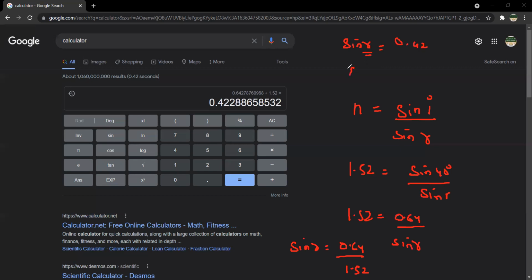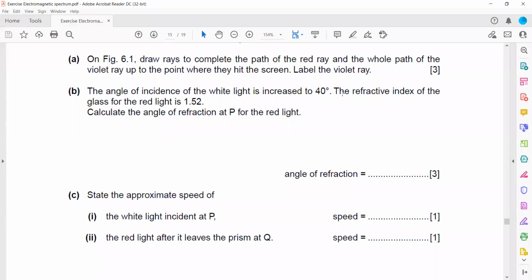But we need r only, so r is equals to sin inverse 0.42. So we need the inverse of sin of the last answer which we got. So it will be 25 degrees. So when we solve for r, it will come out as 25 degrees. So this will be the angle of refraction as we solve. So we'll write as 25.